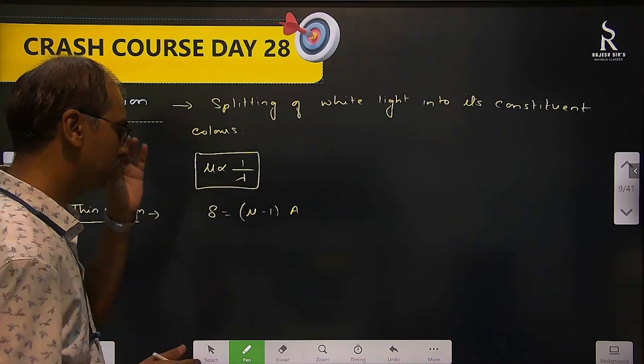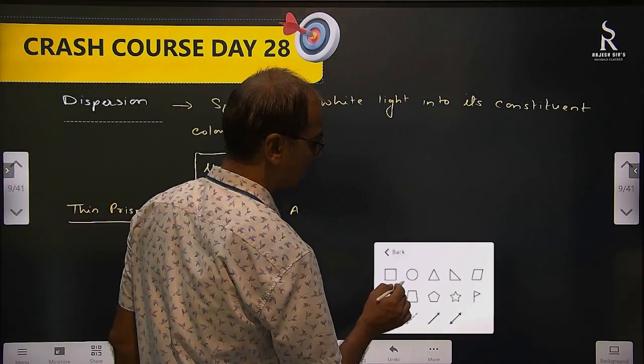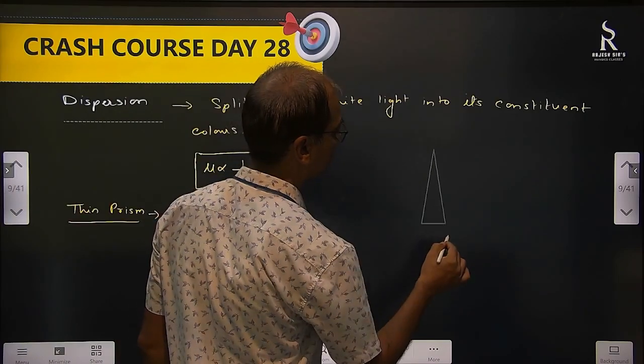So how is it going to happen? We consider this is our thin prism only. It's like this.